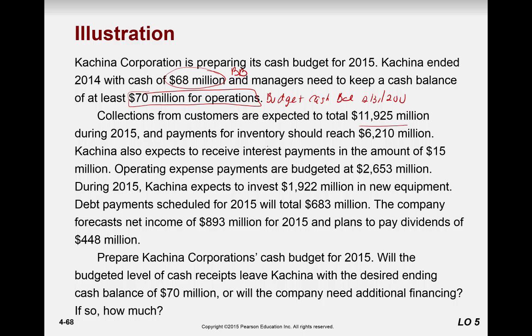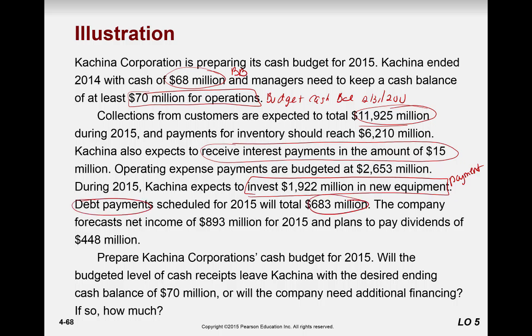Then we paid for inventory $62.10, but we also expected to receive, so this is a collection, this 15 million plus this 11,925 is showing our collections. The rest of these amounts, the payment for inventory, operating expense payments, our investment in new equipment, this is a payment. Make sure you're aware of that. This is our payment because we're actually taking money and spending it on new equipment. We also have debt payments that we need to pay of $683. And here it says the company forecasts net income of $893.